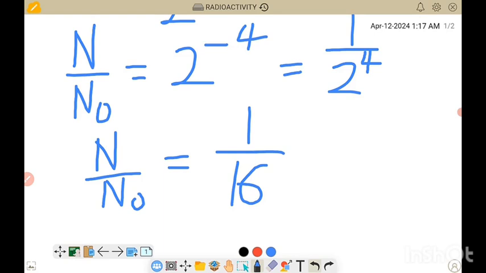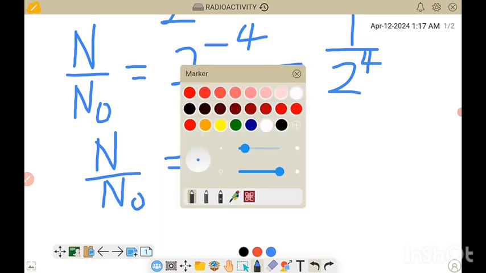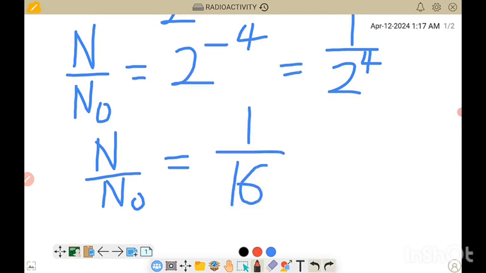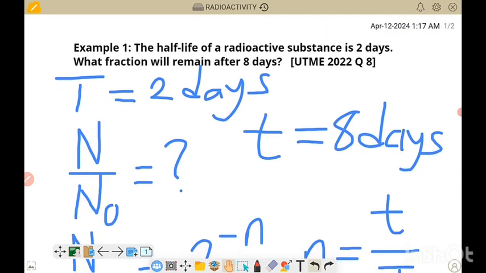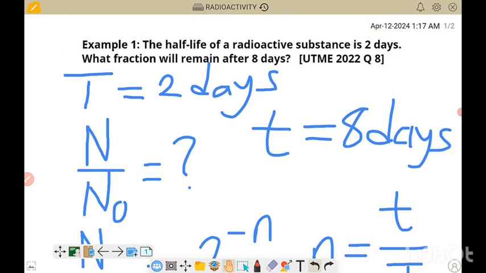Now, this is the answer to the question they asked us in this particular one. Another thing they may ask, as you can see from the example we are treating, the question is from a UTME past question. You can see it's a UTME question, year 2022, question 8. Another thing they may ask: in this question they asked for the fraction that will remain. In some questions they will say the fraction that will have disintegrated or the fraction that will have decayed. That may be the question, and if that is the question, it's very, very simple.